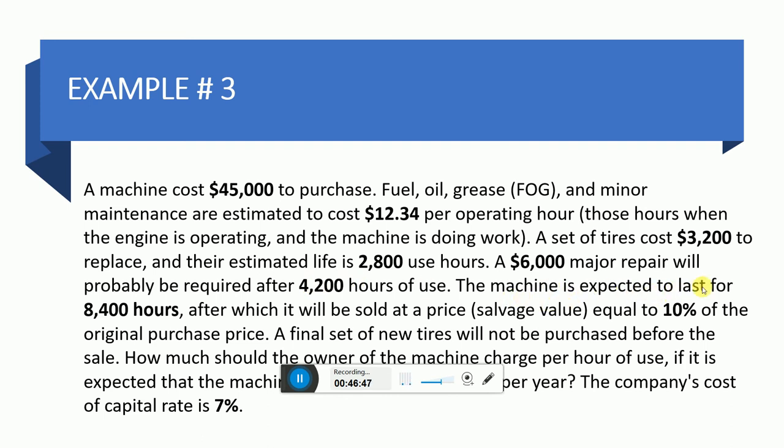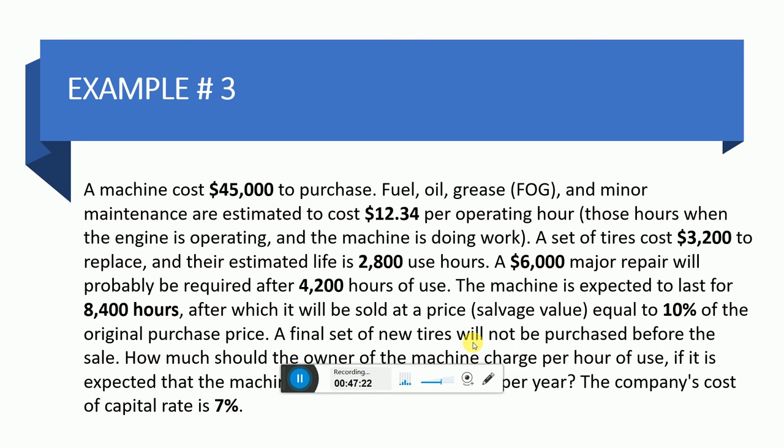The machine is expected to last for 8,400 hours. So the expected time for this machinery is 8,400 hours. Like the use hours, it can be used for 8,400 hours, after which it would be sold at a salvage value, which is 10% of the original purchase price. So salvage value is 10% of this price. This is the purchase price.